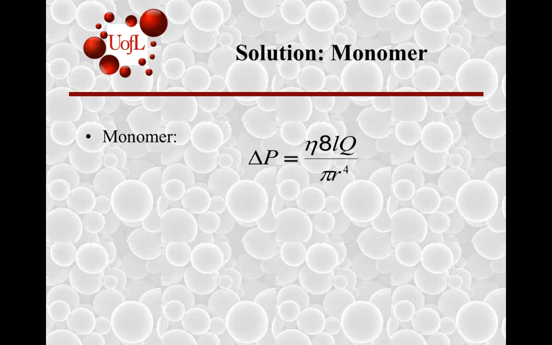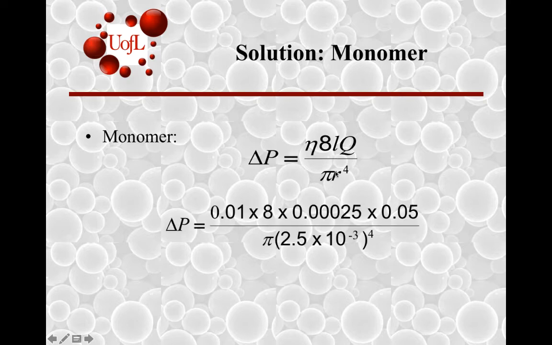You know viscosity for the monomer, you know Q, you know L, and you know R. If you put these terms together, you will estimate that it's about 8 kilopascals roughly. You need to make sure that you convert all these terms to the same units, in meters for the dimensions, in order to be able to get delta P in kilopascals. It's a very small pressure drop.